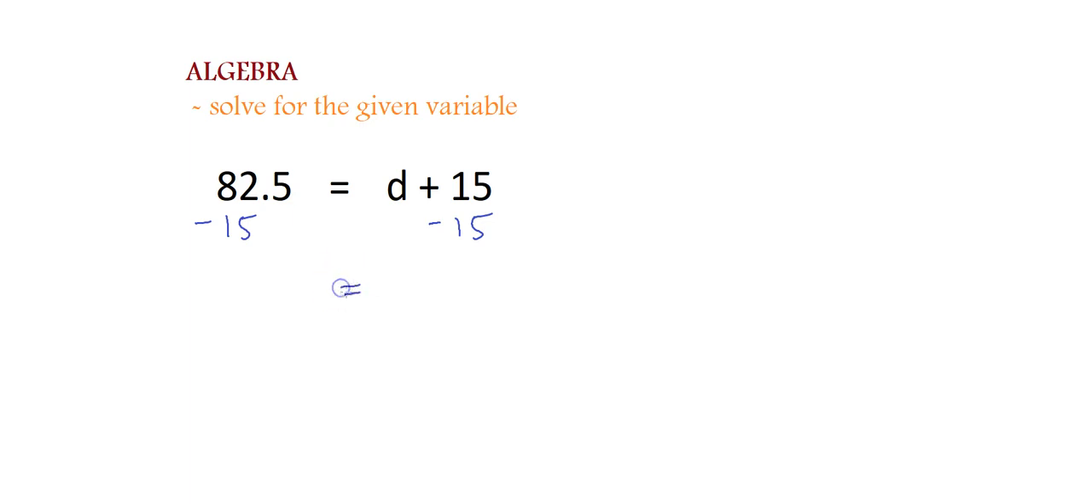So what does that actually mean? Well, it means that plus 15 minus 15 is 0. So this is gone, this is cancelled out, and I'm left with d. That's a good thing because now d is all by itself.